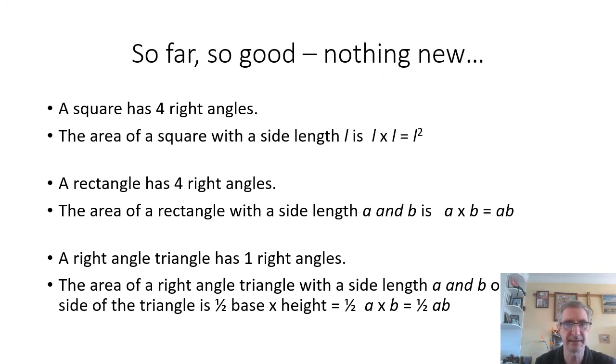Right, so there's nothing new so far. We know that a square has 4 right angles, and the area of a square is the side multiplied by the side. A rectangle has 4 right angles, and its area is the length of the one side multiplied by the other. The right-angled triangle has one 90-degree angle, which is your right angle, and the area is half the base times the height. And the base and the height are at 90 degrees to each other. Right, nothing new.